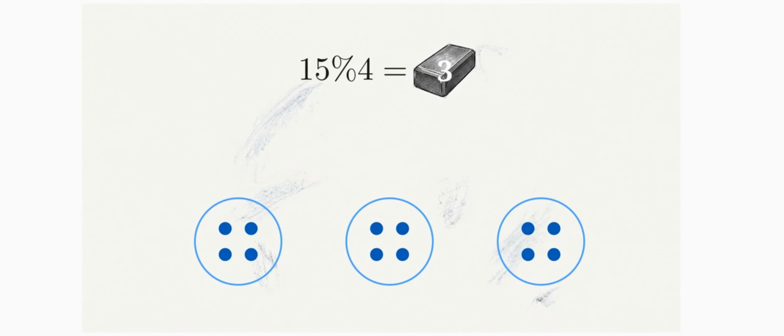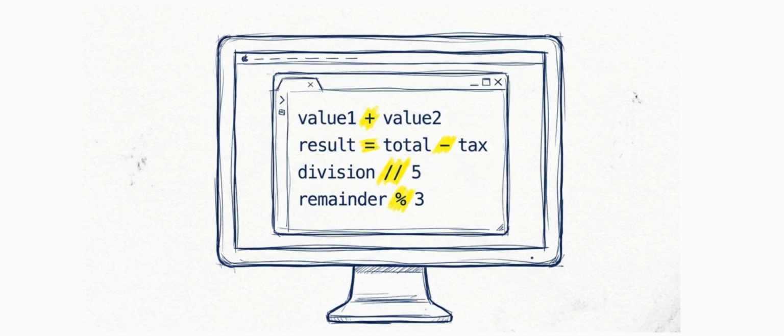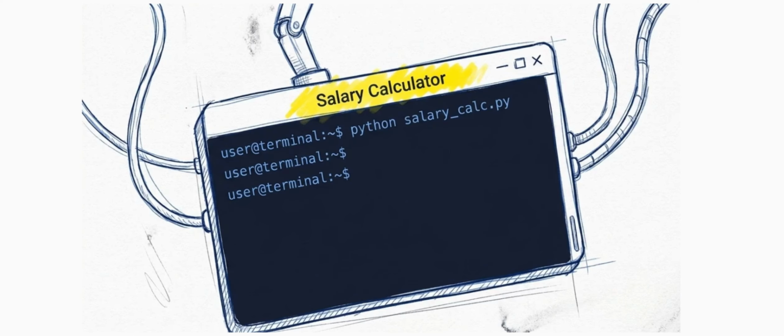There is also a special symbol called the modulus operator, which uses a percent sign. Instead of dividing, modulus is used strictly to capture whatever remainder is left over after a division equation. Understanding these specific math behaviors allows us to write the core logic for the salary calculator with precision. Let's start building the calculator.